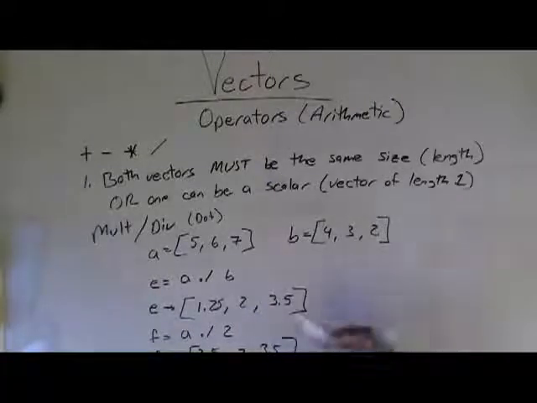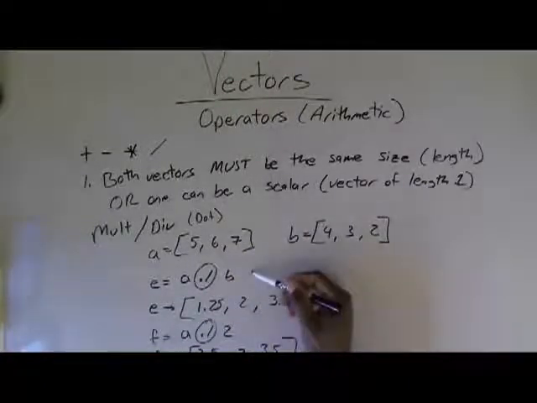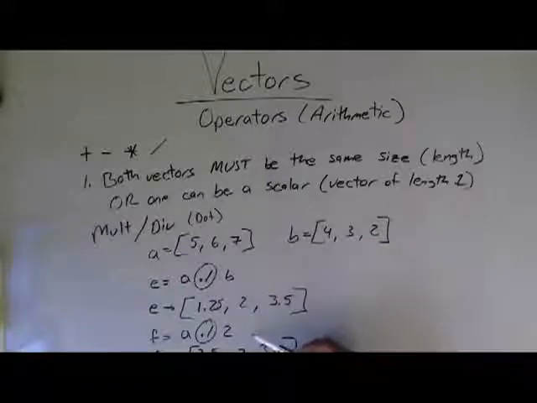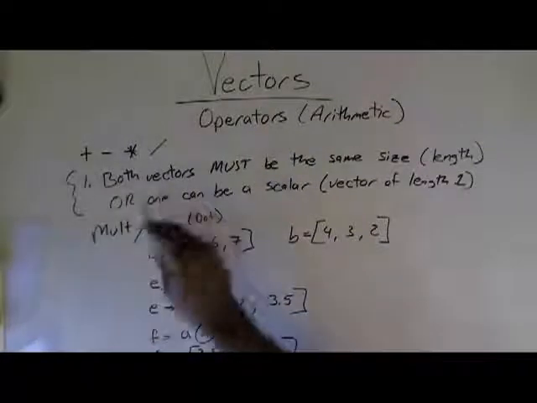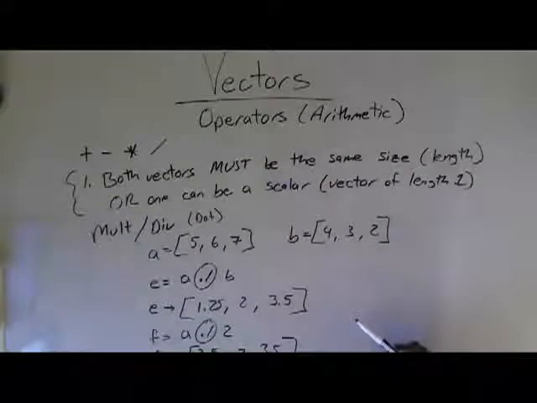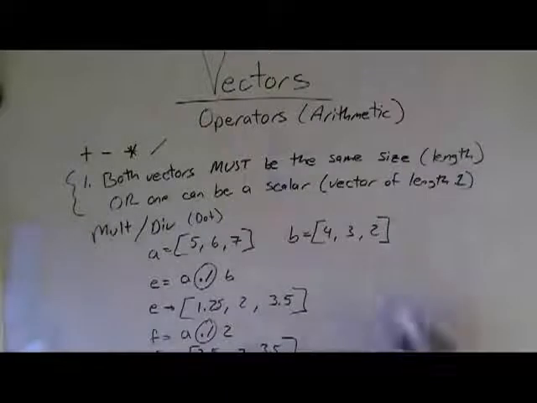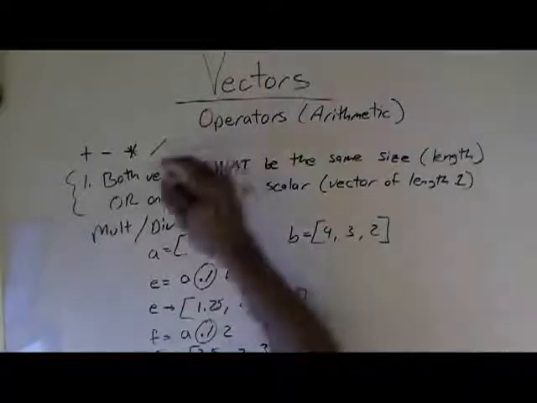And so once you get the dot notation here and understand the element by element multiplication, division, addition, subtraction, and the scalar multiplication, division, addition, subtraction, heeding this primary rule here, both vectors must be the same size or length, or one can be a scalar, then you've got it. And that's how you do arithmetic operations with vectors. It also works with the power sign. If we did exponential, that would work as well.